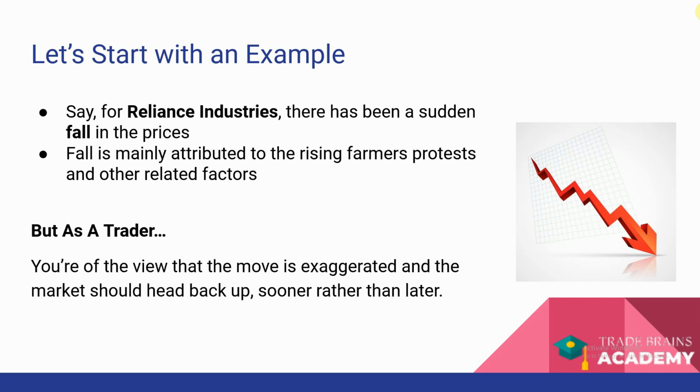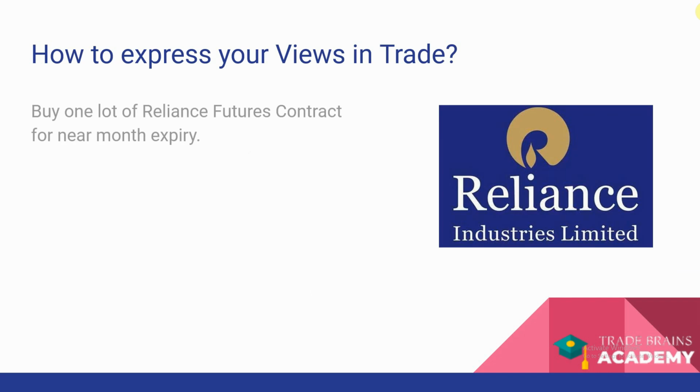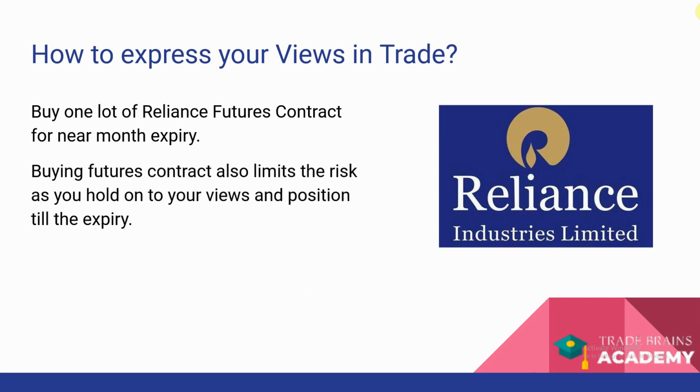So how do I go about expressing my view? I simply buy one lot of Reliance futures contract for near month expiry. When I say near month expiry, I'm talking about the expiry of the current month, which will happen on the last Thursday of this month. And buying a futures contract also limits my risk because I can only hold on to my contract till expiry.